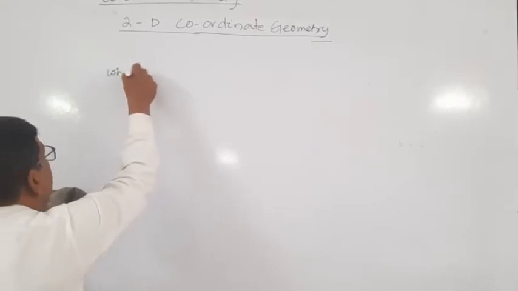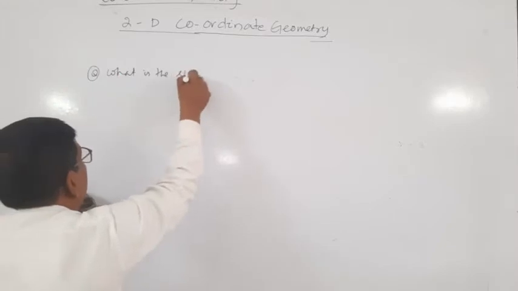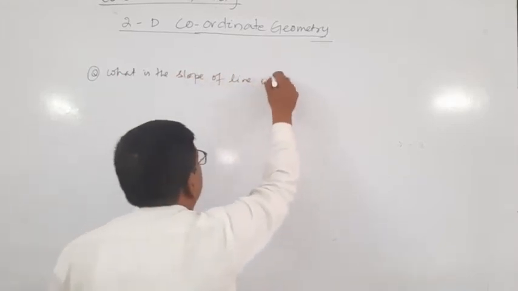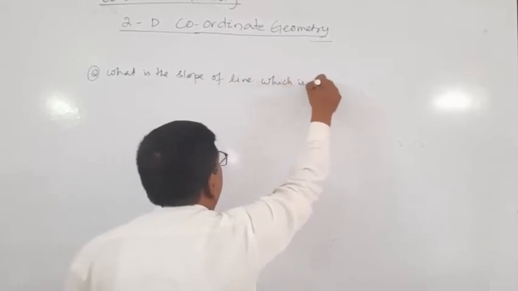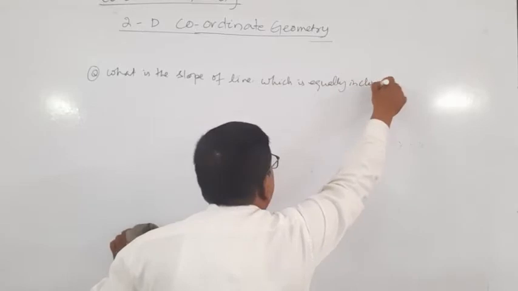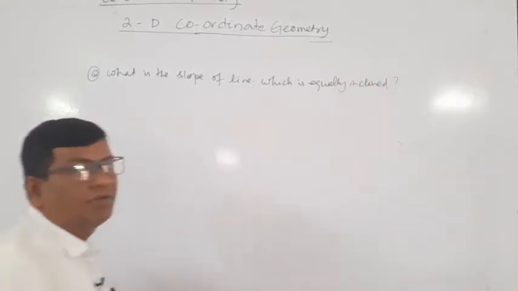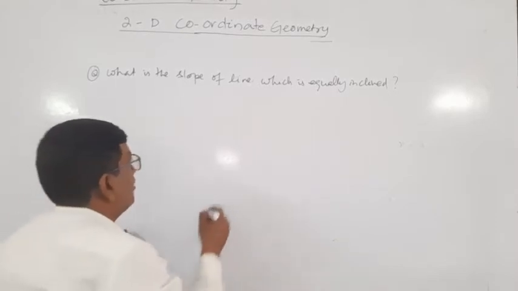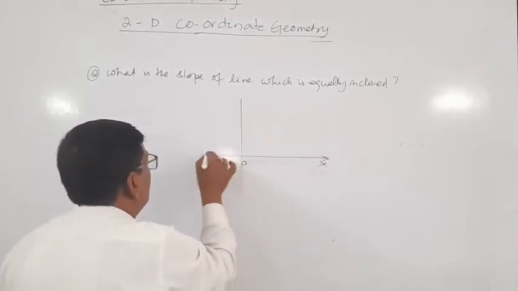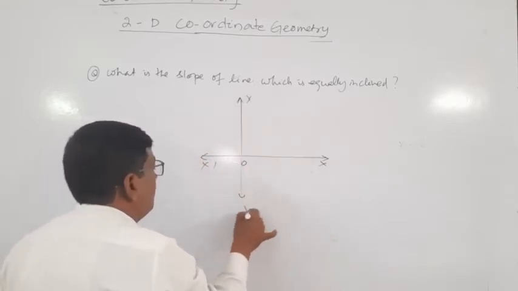What is the slope of a line which is equally inclined? So the answer will be, this is X'OX and this is Y'OY.